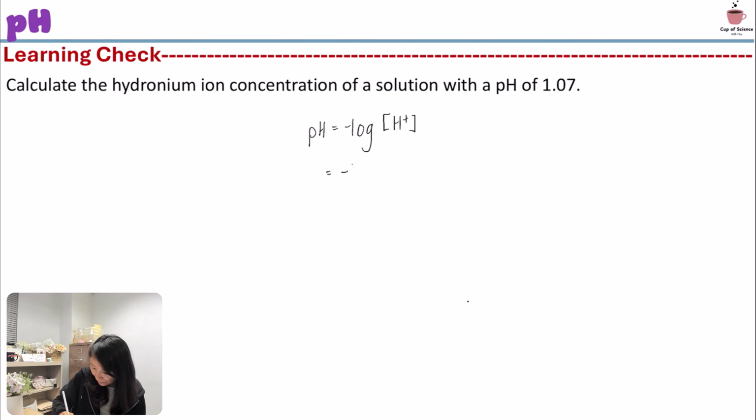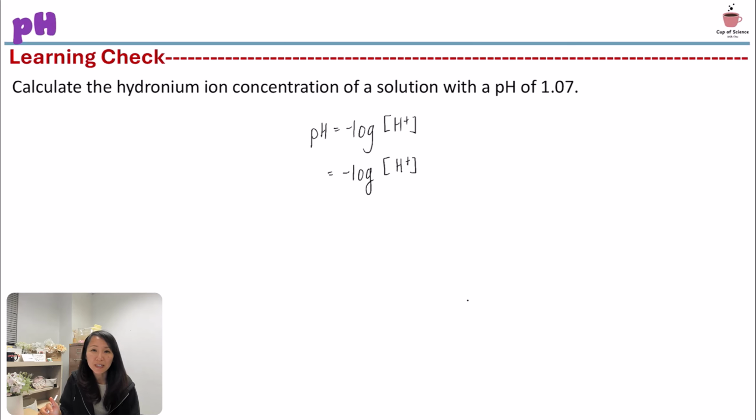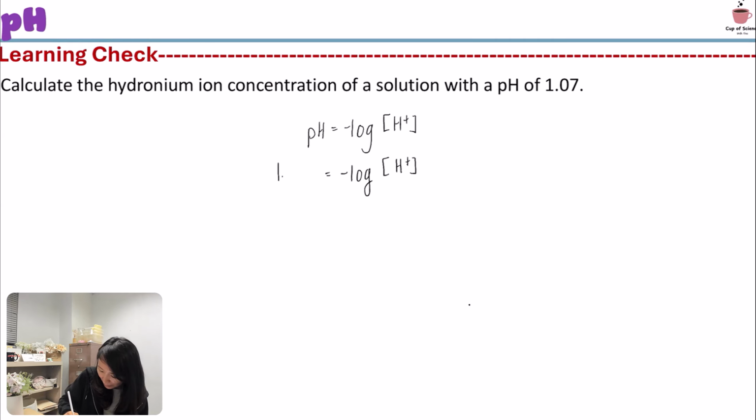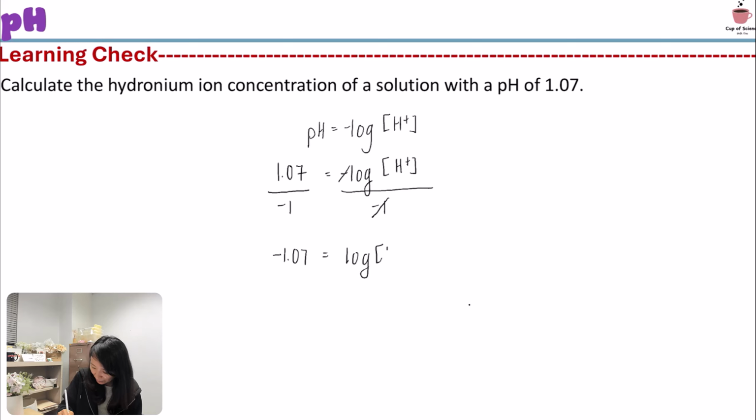And so negative log, we don't know the H plus concentration, but we definitely know the pH, which is 1.07. So we have 1.07 here. It's asking for the H plus concentration, so we will have to work backwards. In order to do this, you're going to divide both sides by negative 1, to get rid of the negatives. And that will give me negative 1.07 is equal to log of H plus.